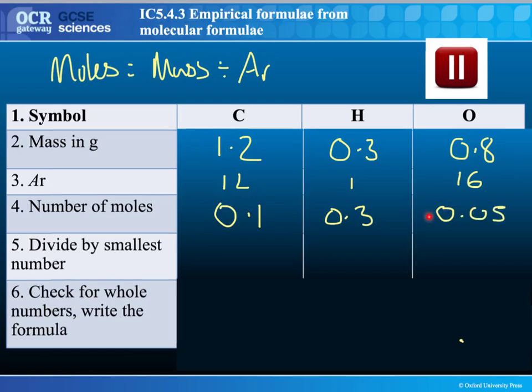Next step is to identify the smallest of these numbers. So you do 0.1 divided by 0.05, which gives you 2. 0.3 divided by 0.05 gives you 6, and 0.05 divided by 0.05 gives you 1. Checking back for whole numbers, we can give a simple empirical formula of C2H6O. That concludes this video on working out percentage composition and empirical formula.